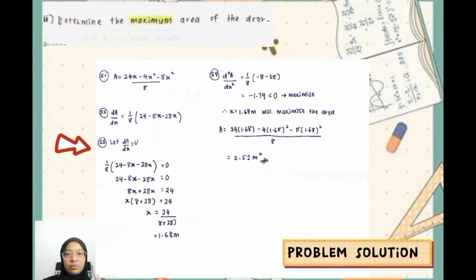So in step 3, we let dA over dx equal to 0. Bring 1 over 8 to the right hand side, so we get 0. Then we bring 24 to the right side and we have 8x plus 2 pi x equal to 24. And then we factorize the x, so we get x open bracket 8 plus 2 pi close bracket equal to 24, and we have the value of x, 1.68 meters.